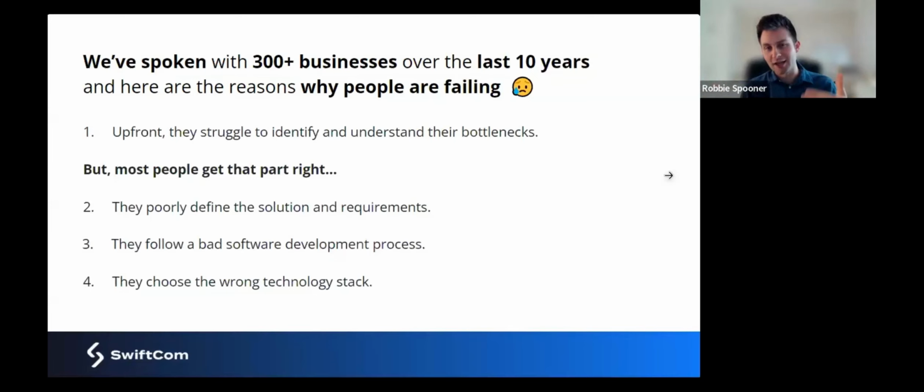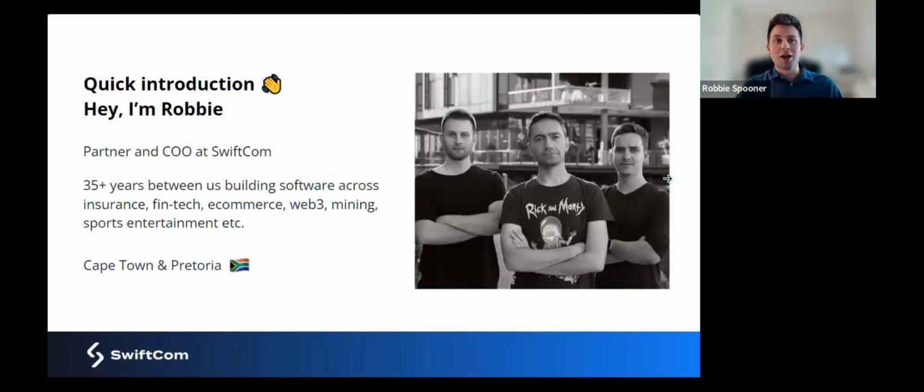And that is our second, third, and fourth step. So they poorly define the solution requirement. They follow a bad software development process, or lastly, they actually choose the wrong technology stack. And ironically, that new incorrect stack ends up becoming a new form of bottleneck altogether. So we're going to run through these at quite a high level, but we'll get quite specific a little bit later on.